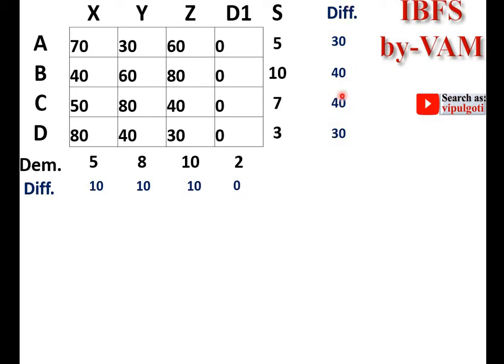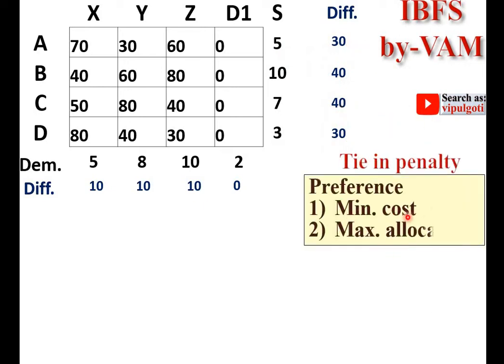So here there is a tie, and at that time you can give the priority first for the minimum cost. If there is a tie for the minimum cost also, then you can go for the maximum allocation. That also I have explained in my earlier video. Based on that, I can select this as the greatest penalty, and the minimum corresponding transportation cost is 0, so I should allocate over here.